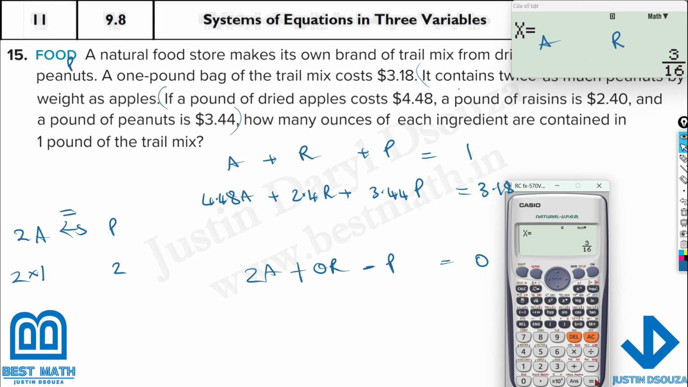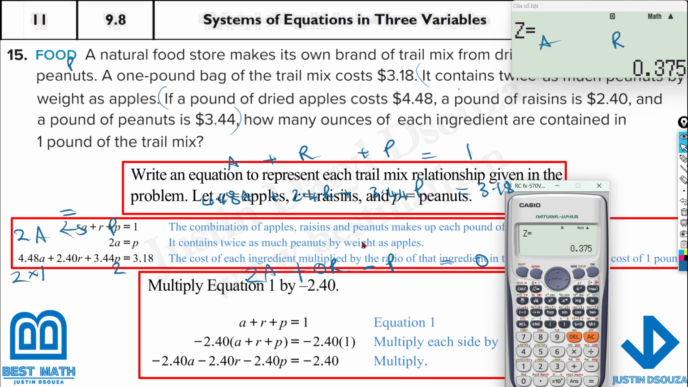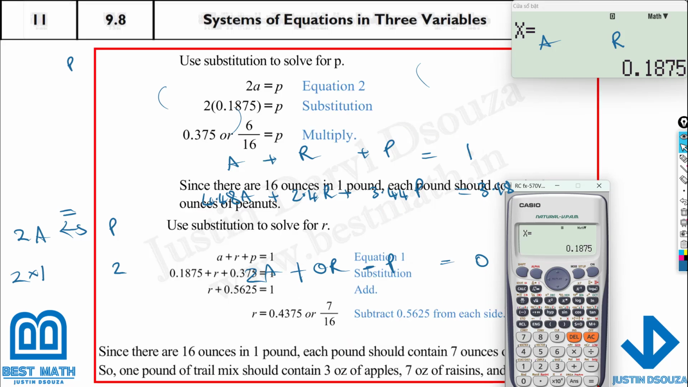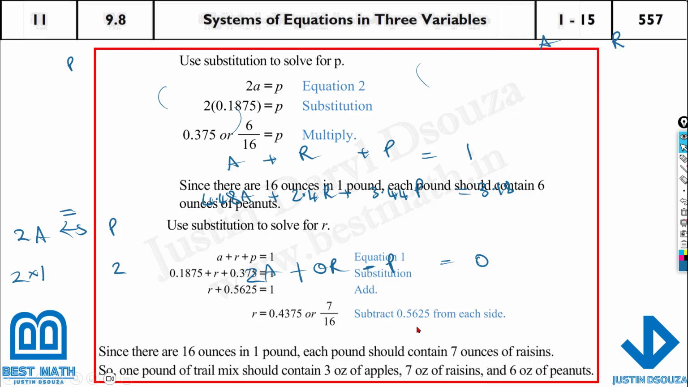Now what are the answers? It will be 0.1875, 0.4375, and 0.375. So you can see the solutions. We have got them in fractions. We can leave it in fractions itself. It is 3 by 16 or decimal. Both are valid answers. For the raisins, we got 7 by 16, absolutely correct. And the peanuts over here is 0.375, as they have shown, they have written everything over here.